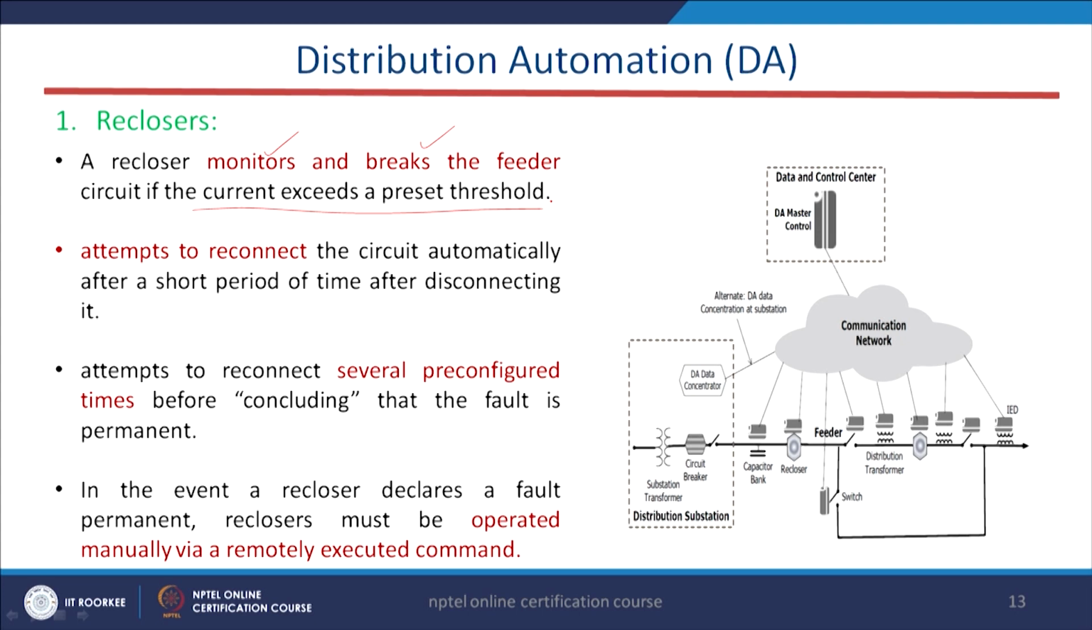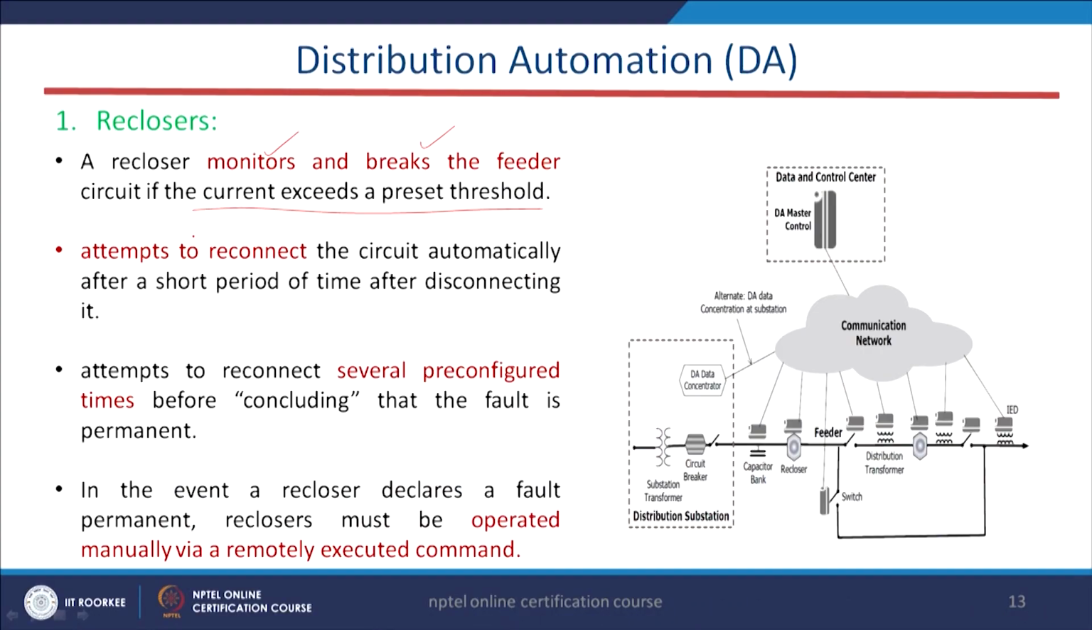And remember, in power systems the faults are basically temporary in nature. A tree will touch the lines, then go away due to the wind, then come again, touch again, and go back. So the fault may not be a permanent fault; it may be a temporary fault. In that case, the recloser will again open the line, then close and reconnect. It takes some attempts to reconnect the circuit automatically after a short period of time after disconnecting it.